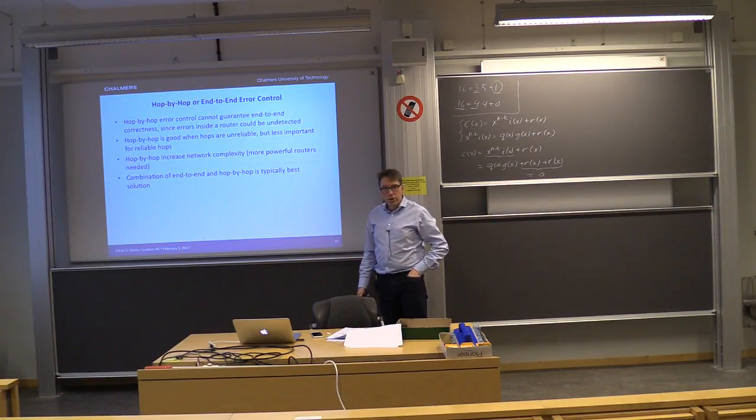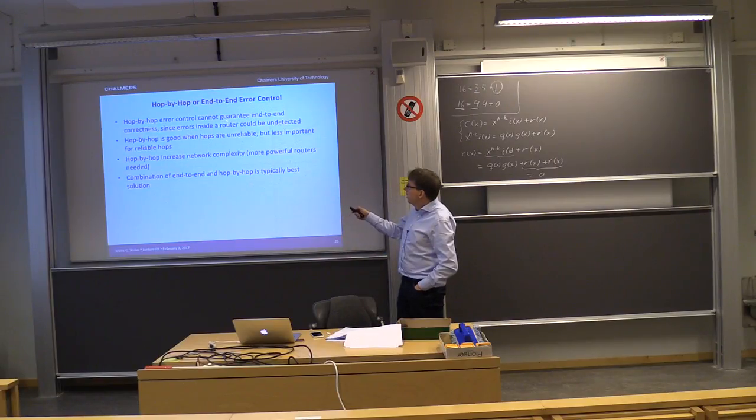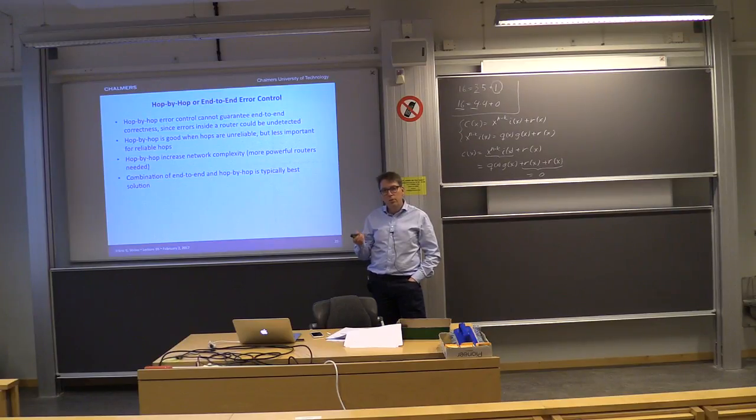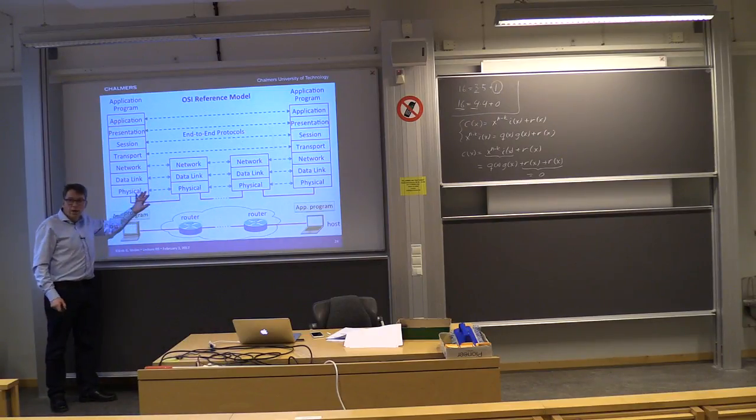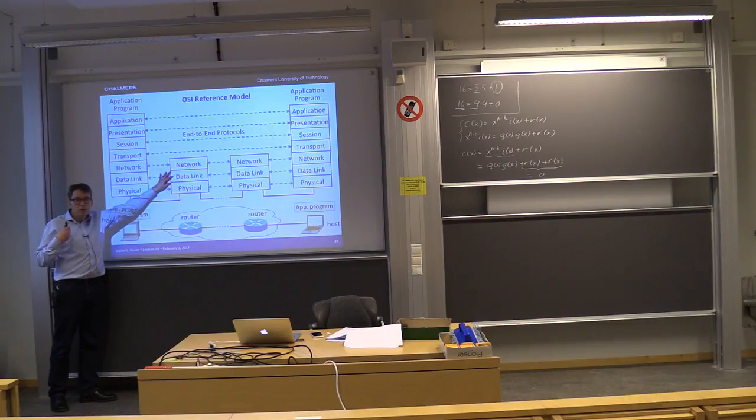What are the pros and cons with this, right? Hop-to-hop error control cannot guarantee end-to-end correctness. We talked about that because of hardware failure in the intermediate nodes, for instance, or something else. Hop-by-hop error control is good, especially when the hops are unreliable. For instance, suppose we have a super good physical layer here, then there are very few errors remaining on the data link layer, and it might not even be cost effective to try to clean them up at this layer. Okay. But if significant errors are left here because the physical layer is not so high performance, then we need error control here.